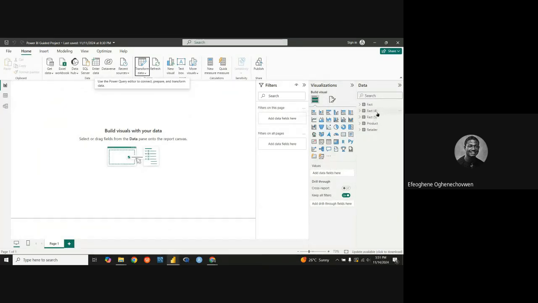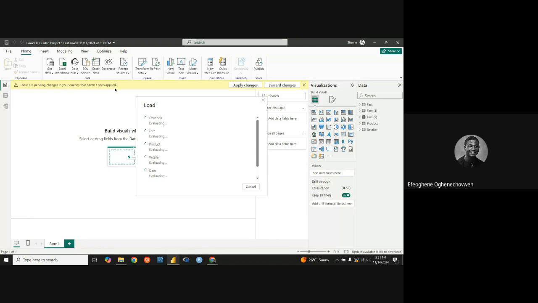Fact table 4, fact table 5. It will now rename. It's giving me this option: there are pending changes in your queries that haven't been applied. Apply changes, discard changes. Apply changes. All right, so it's creating a connection in the model.